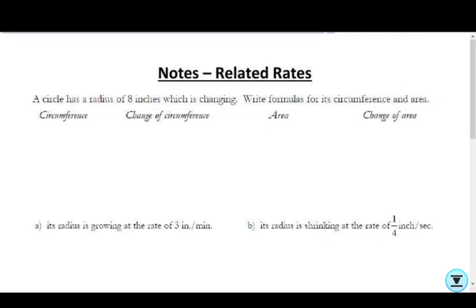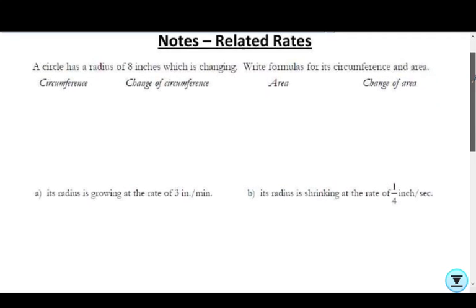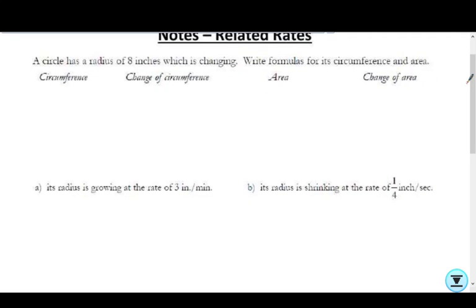Okay, so we're still in related rates. Today we're going to do some just basic stuff, okay? So we've got this situation. We have a circle that has a radius of 8 inches, which is changing. So first we're going to write the formula for its circumference and area.